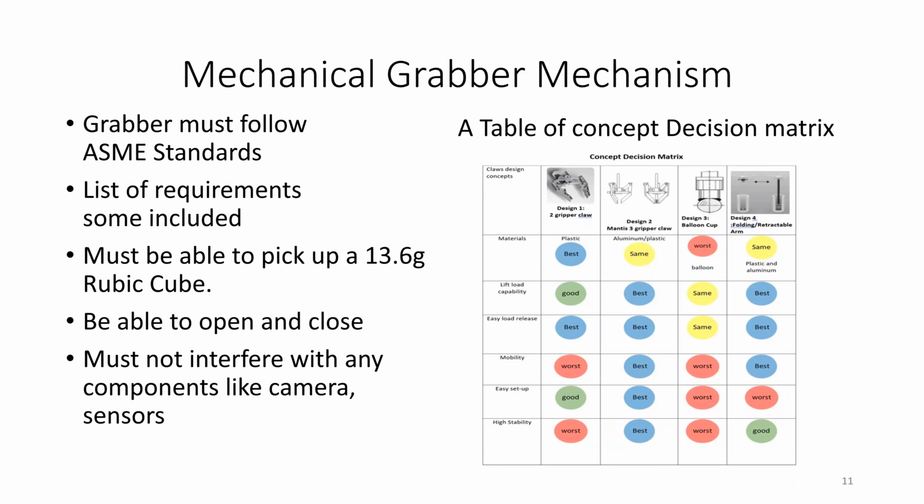On the right, as you can see, we have a table of the concept decision matrix, which was color coded. The color schematic represents blue for best, green for good, yellow for same, and red for worst. Initially, we picked design number 2, but we reverted back to our second choice, which was concept number 1. Next slide, please.